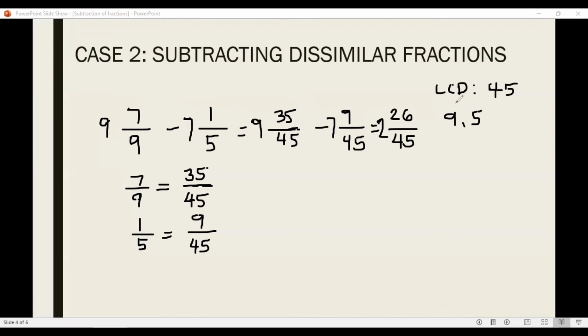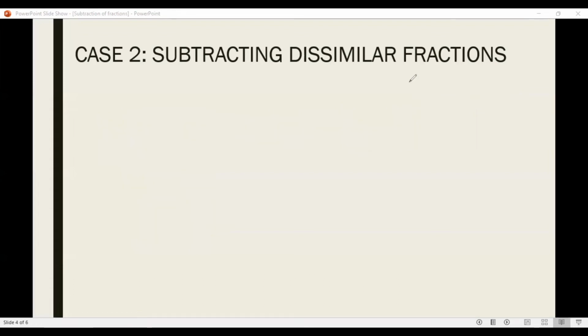Again, you need to find the least common denominator and then rename to make them similar fractions. And then after changing them to the equivalent fractions and making them similar fractions, you could just apply now the rules on subtracting similar fractions. Okay, let's have another case.